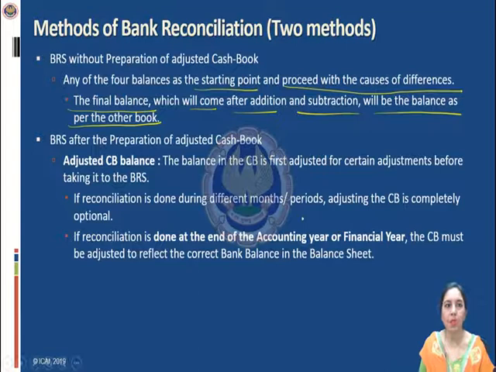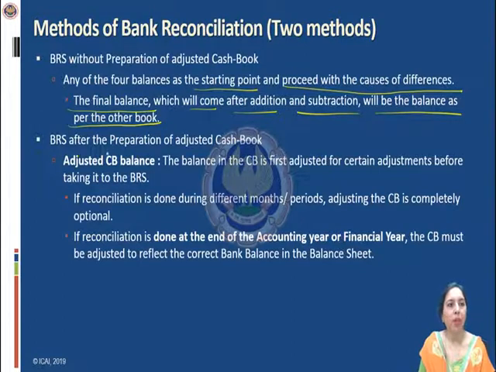So, a very simple process. Start from any of the four balances, then give the effect of addition or subtraction to the transactions that are causing difference, depending upon the nature and the direction of the difference. Afterwards, the net result that you get will be the balance as per the other book. It can be a positive balance or a negative balance as well. Once we do the practical transactions, you will understand it better.